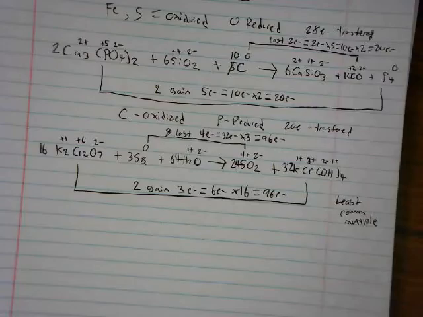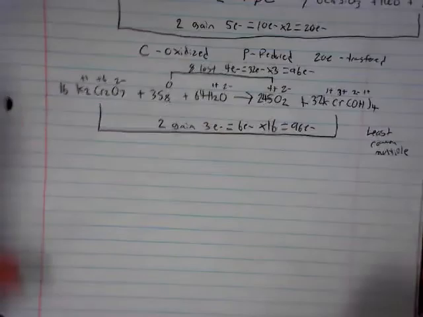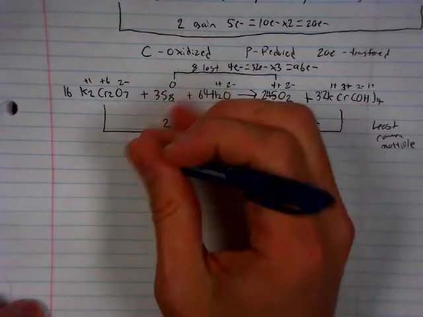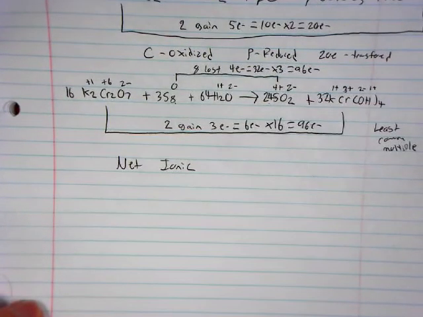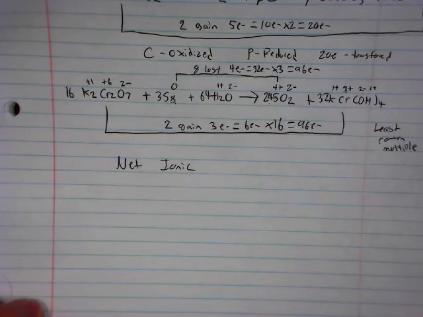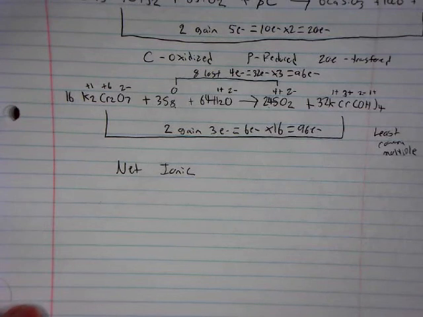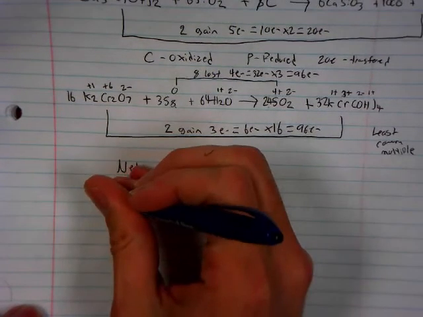How many H's do I have on this side? 32 times 4 is 128, right? So what times 2 gives me 128? 64. 64, that's balanced. I like this. That would be virtually impossible to balance regularly. You've got to use the redox method for that.